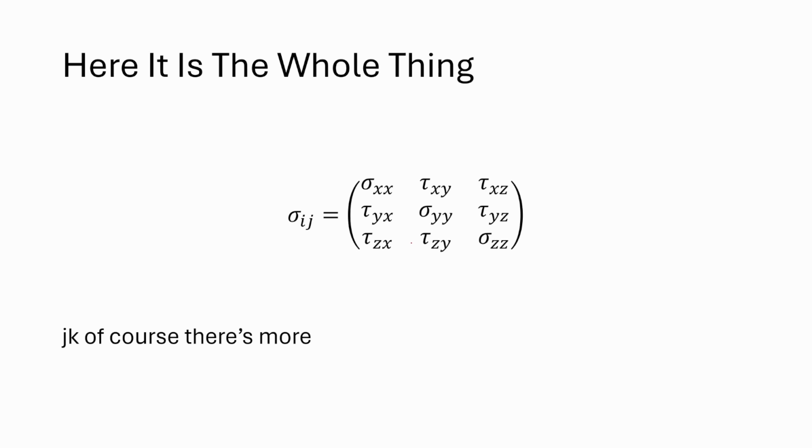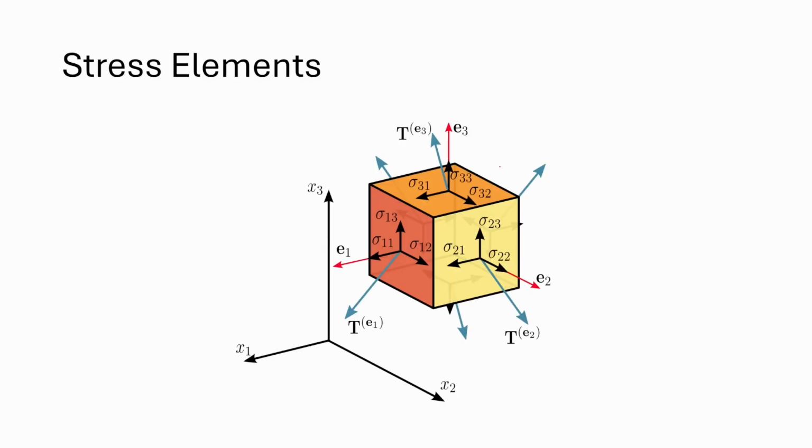So we have these 9 elements here in this matrix way of writing out the three-dimensional stress. And to explain what those are, I have a picture. This figure has a lot going on, but it's actually very useful and very helpful once you unpack it. So here's how I want you to think about this.